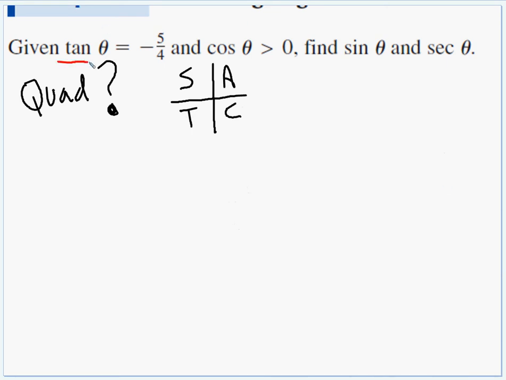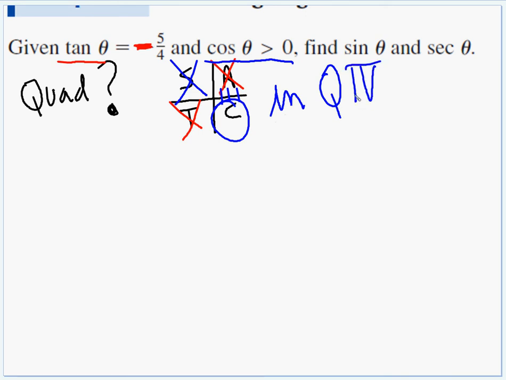Our first clue is that tangent is a negative value, so I can eliminate 2 quadrants. If tangent's negative, I'm not in quad 1 where everything's positive, and I'm not in quad 3 where tan is positive. So those are out. Clue number 2 is going to refine it further. Cosine is greater than 0, and remember, cosines are paired up with x values. So over here, cosine is positive, which leads us right to quad 4. Over here, sine is positive, but that's not what we need. So we are in quadrant 4.